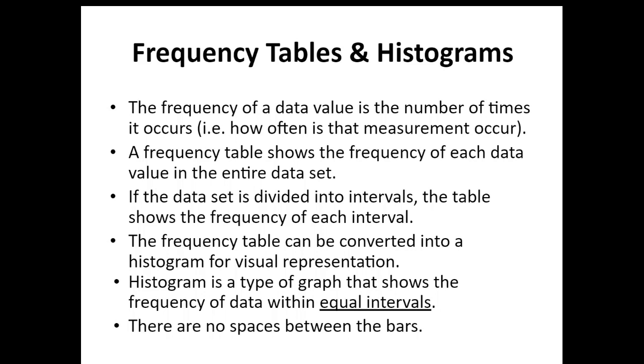In order to display the frequency table in a visual way, we can convert the information in the frequency table into a histogram. The histogram is a type of graph that just shows the frequency of the data within equal intervals. So the important words here are equal intervals. The intervals have to be the same and consistent. One feature of a histogram is there are no spaces between the bars. So unlike the bar graphs that we looked at with the qualitative data, we will not get spaces within the bars.